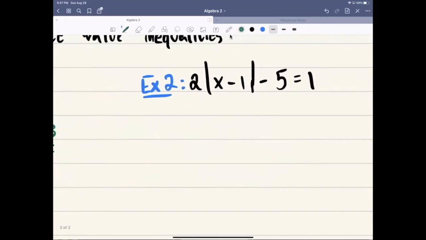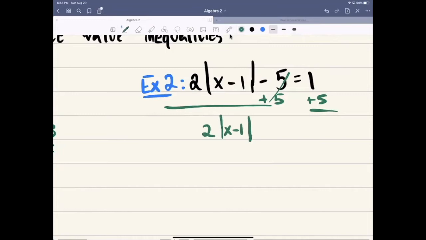It's what happens when you have stuff outside of our absolute value. Notice here, our absolute value is not by itself. You're going to notice you have -5 times 2 on the outside. So we're going to want to get rid of everything outside of the absolute value. First, we're going to want to get rid of -5. How do you get rid of -5? You're going to do +5 to both sides of the equal sign. Once you do that, this goes away, and you're going to get 2 times the absolute value of x minus 1 is going to equal 11 plus 5, which is 6.